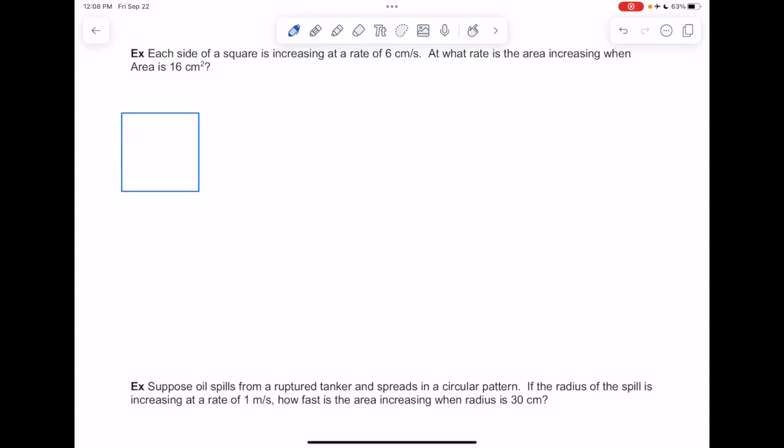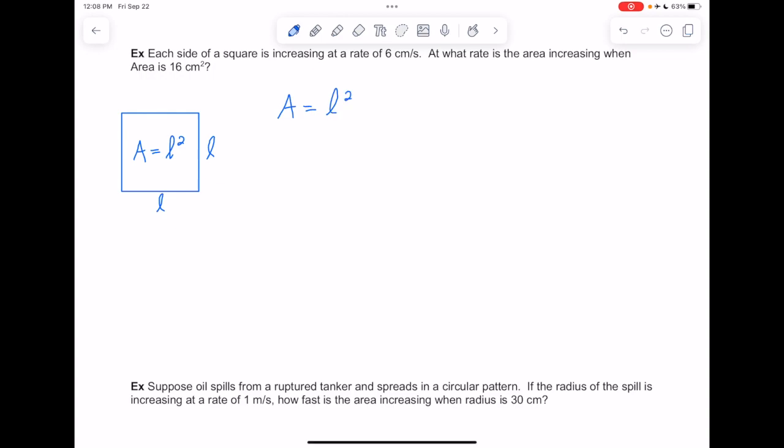All right, so let's label the sides of the square as L. We could do a W, we could do an S. That's not that important. And then we want to think about the two things that we're trying to find, area versus the side. So we want some formula that relates the area to the side, and that would be the formula that area is equal to L squared. So I write that over here on the side, area equals L squared.